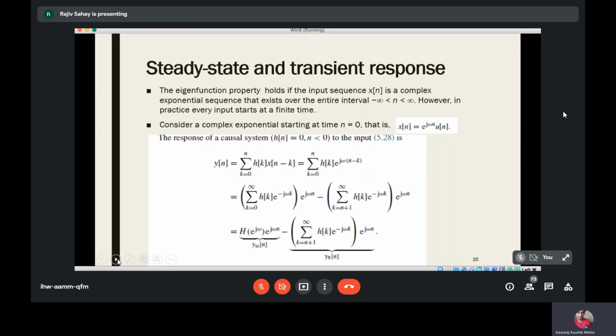Okay. So we have now written down the convolution as a sum of two terms, the transient response and the steady state response. The transient response will decay out and you will finally be left with only the steady state response, this guy. So the eigenfunction property will hold only for the steady state condition. Is this clear?